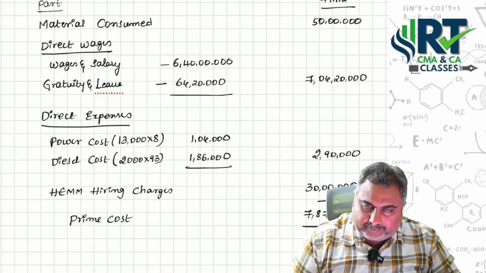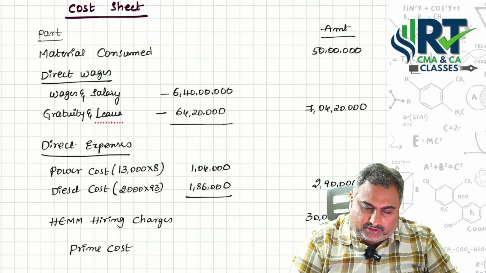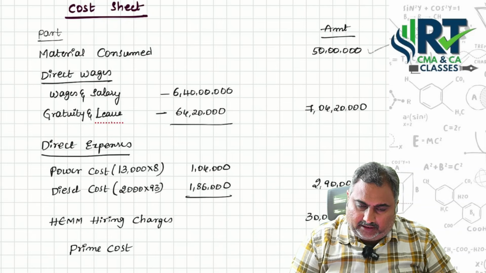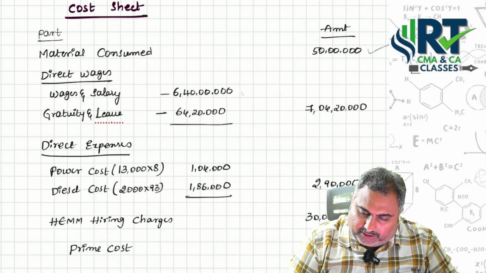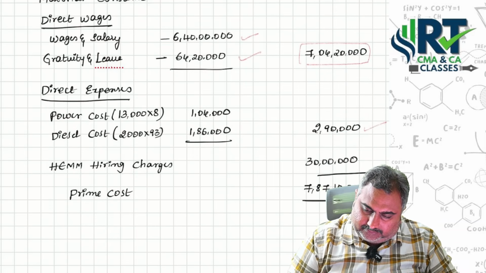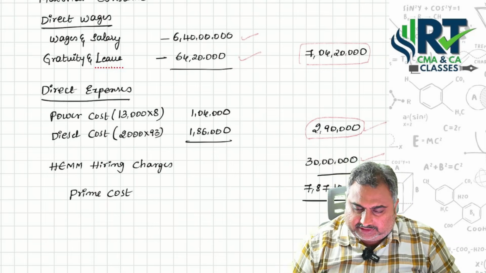10,000 rupees. I hope you understand how to calculate the prime cost. One more time, let's see here. Material consumed is already given in the question, correct? And from the wages point of view there are two things. Then you get this particular amount, then power cost, then diesel cost, combining this amount, and hire charges. All of these combined give us the prime cost itself.